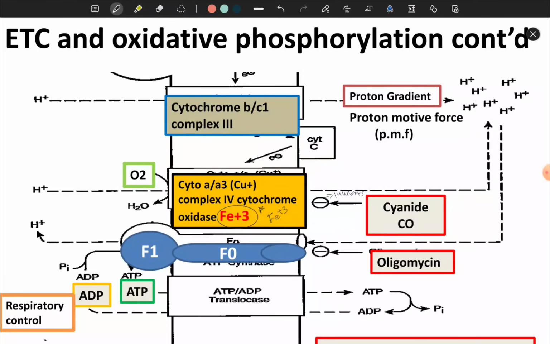We said this is a low energy electron, okay? Low energy.